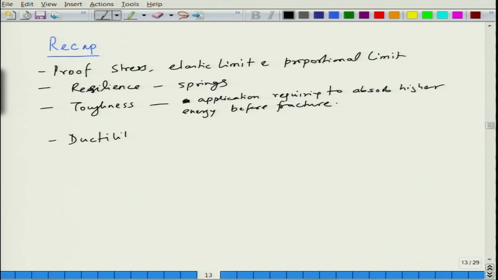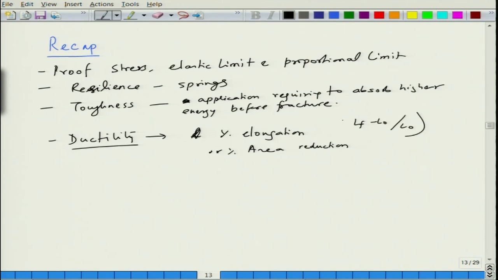Ductility is essentially a quantitative measure of how much the material can be deformed. So it can be defined in terms of percentage elongation or percentage area reduction. Percentage elongation will be (Lf minus L0) divided by L0 times 100, and percentage area reduction will be (A0 minus Af) divided by A0 times 100. So this is how ductility is quantified.